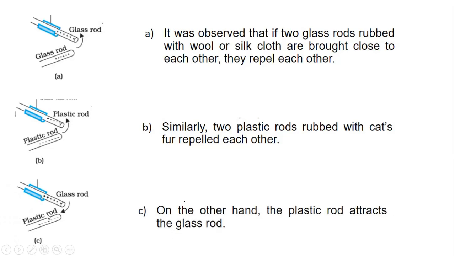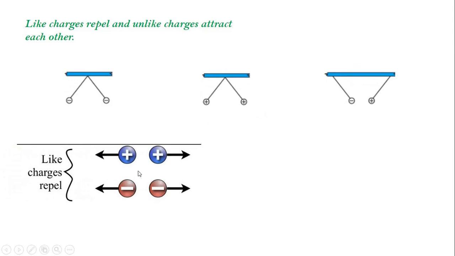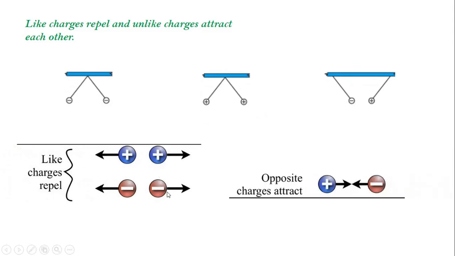Why is it so? Because they too are oppositely charged. So based on this particular observation, the conclusion drawn is that like charges repel and unlike charges attract each other. This is how we can show the repulsion, and this is the attraction part. There is another way that like charges repel: two positive charges will repel and two negative charges will repel. Similarly, opposite charges, that is one positive and one negative, will attract each other.